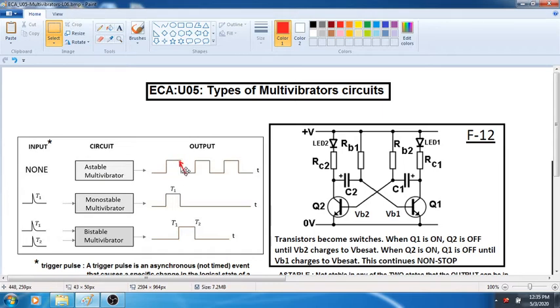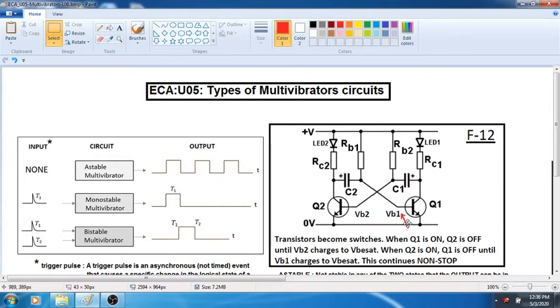For a particular time it will be in the high state, then again exactly after this duration is completed it will again come back to the low state. So you can see here the high state will be for a particular duration, low state will be for a particular duration. So it will be oscillating between the high and the low states continuously on its own. So we will not be giving any input for that. Now we will see shortly that an astable multivibrator is such a circuit.